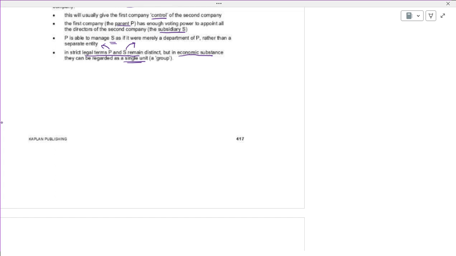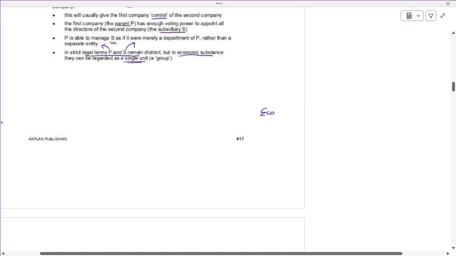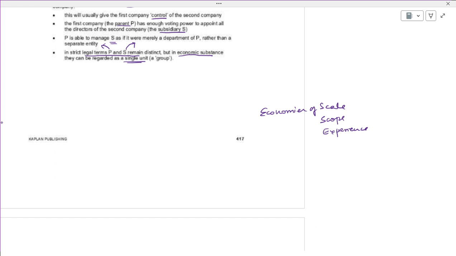In the world, acquisitions happen very aggressively because whenever there is an acquisition, you will have economies of scale, economies of scope, and economies of experience. That is why there is consolidation. You can reach a wider market if you have the merger.